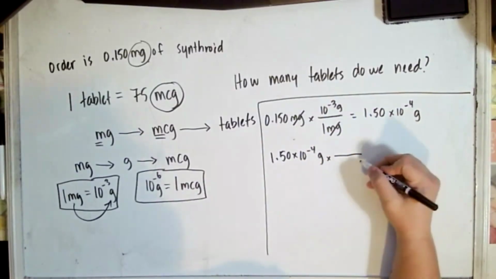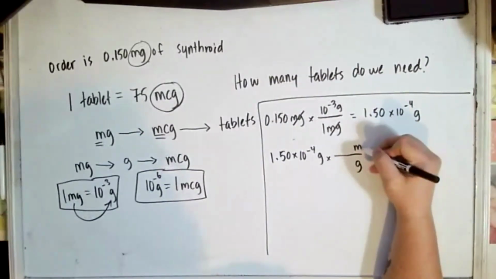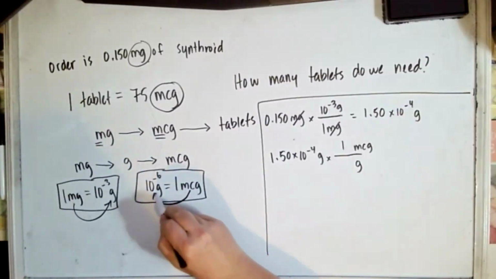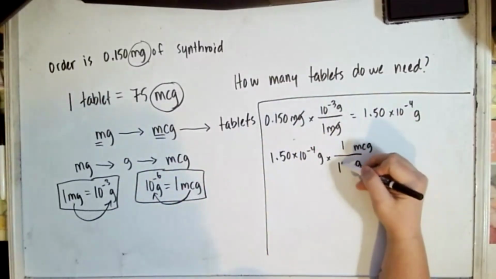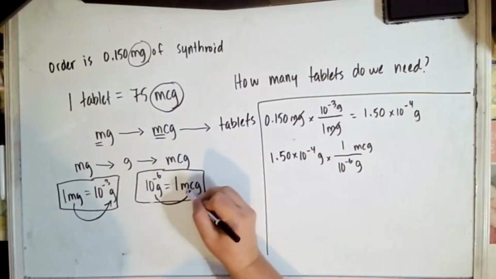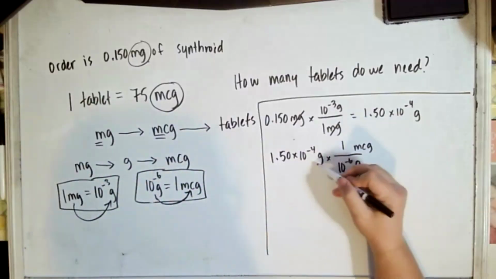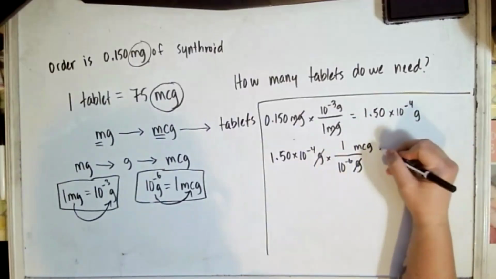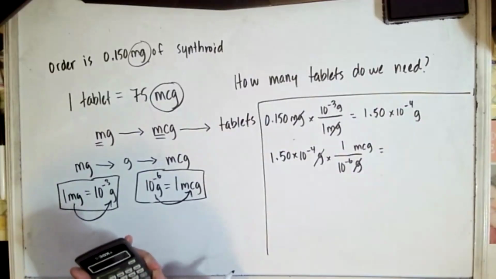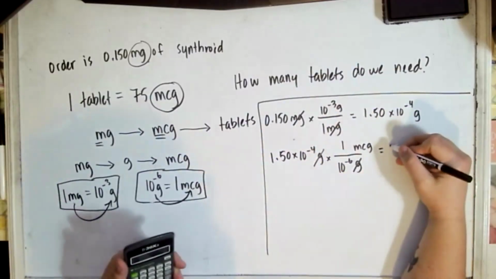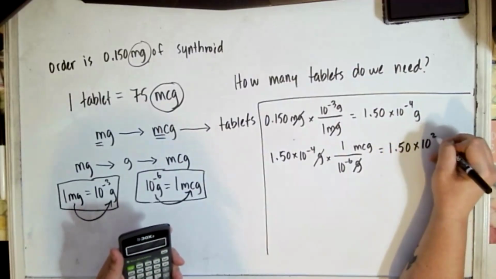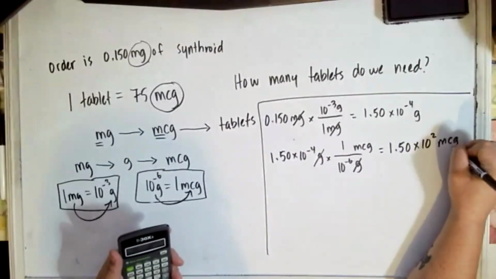So our grams unit is going to go on the bottom and our micrograms unit is going to go up top. So 1 microgram, 10 to the -6 grams. Well, I should really write that the other way because we're going from grams into micrograms. But now we see our grams unit cancels out. Okay, and we end up with 1.50 times 10 to the 2 micrograms.